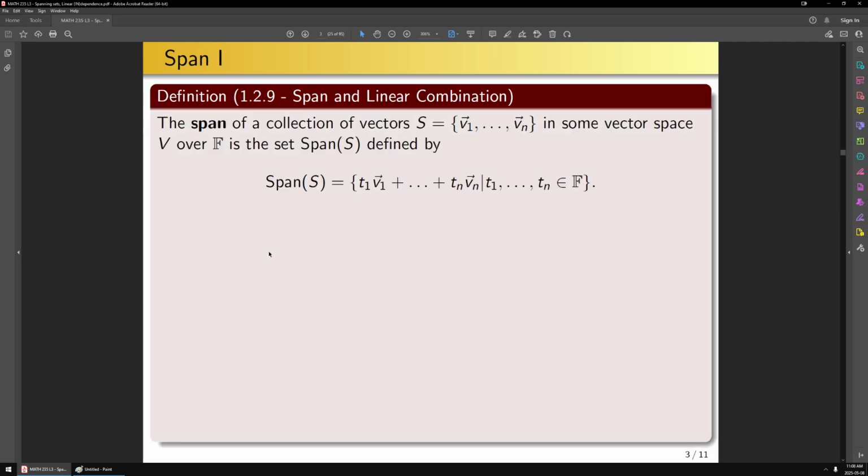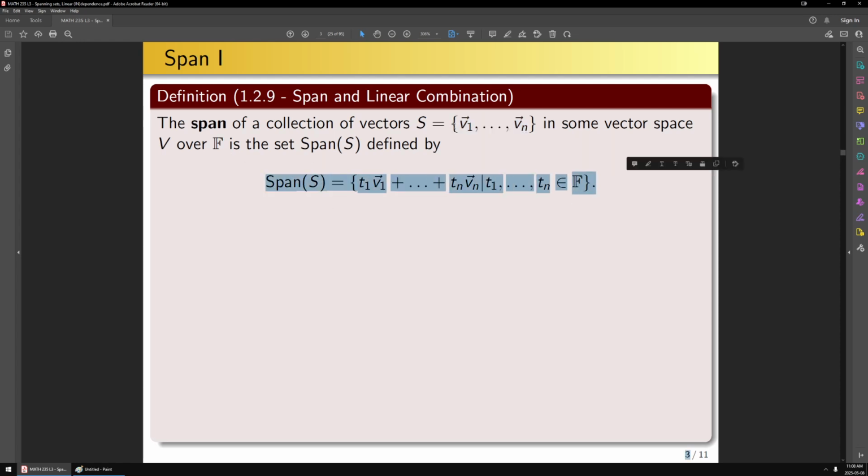Okay. Now, in theory this is review, so we're going to go through the definitions of span and linear combination again. These definitions are of fundamental importance for linear algebra because at a fundamental level, linear algebra is studying vector spaces, and spans and linear combinations are really how you get a lot of vector spaces. So, definition of span: the span of a collection of vectors S, a finite set in some vector space V over a field F, is simply the set defined by this.